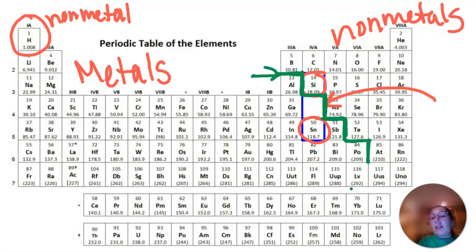Now, when we get to here, these elements are man-made. They have really short half-lives. They're radioactive. They're going to be breaking down. And so we just don't need to concern ourselves; you won't find concrete data about whether or not they'd be a metalloid. So we'll just focus on these elements.